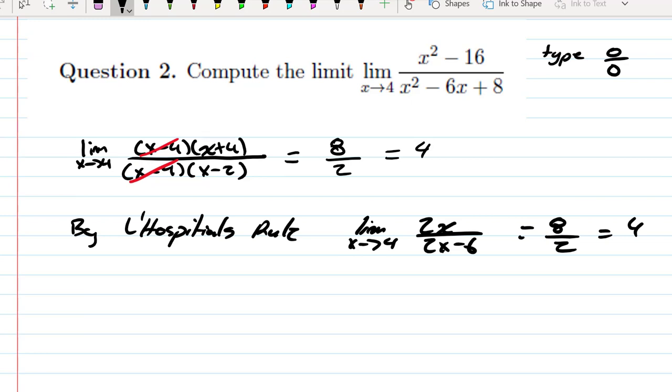So honestly, I think they're about the same amount of work, factoring or taking the derivative either way, but what do we end up with? 4, right? So we've learned a whole bunch of different ways to get from A to B, so keep those in mind as we move forward.